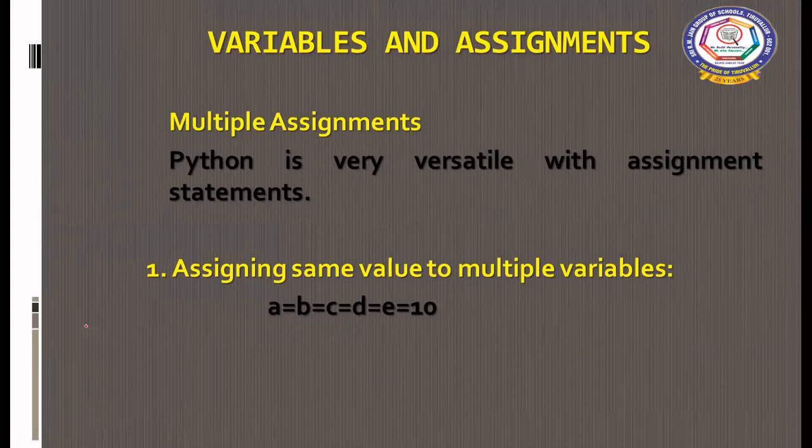Next is variable assignments, multiple assignments to a variable. Python is versatile with assignment statements, such as assigning the same value to multiple variables. It can be specified as A equal to B equal to C equal to D equal to E equal to 10, which means that A takes the value 10, B takes the value 10, C takes the value 10, D takes the value 10, and E also takes the value 10. That is, we are assigning the same value to multiple variables.